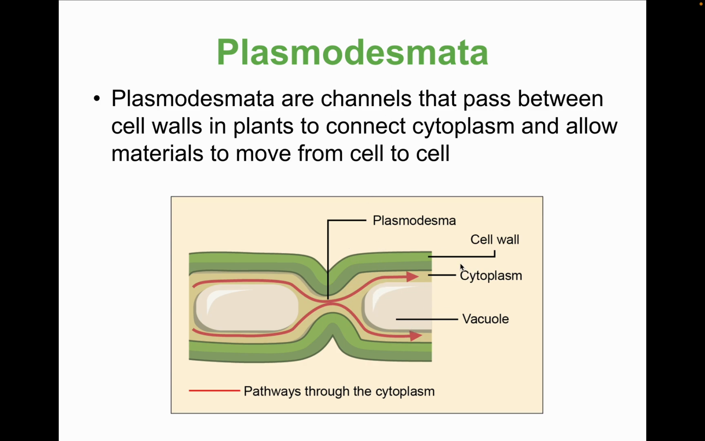In this case, as you can see here, this little channel is called a plasmodesma, or plasmodesmata. You can see the cell wall here, cytoplasm here, and what it does is connect these two cells together and form a pathway between them. Cells need to communicate with each other because cells release chemicals such as hormones into the environment that they would like their neighbors to know about.